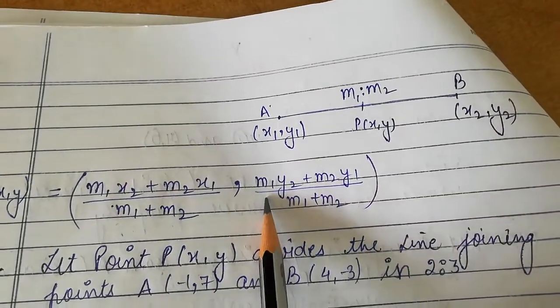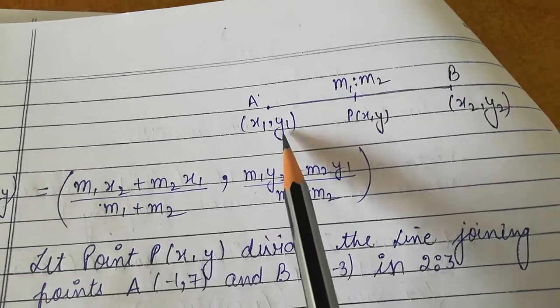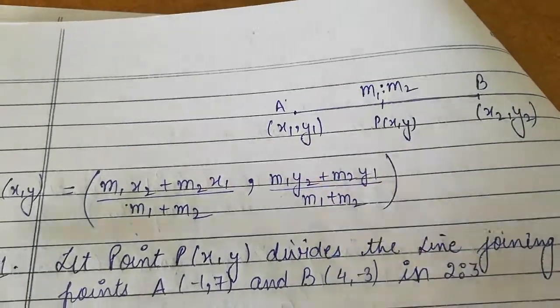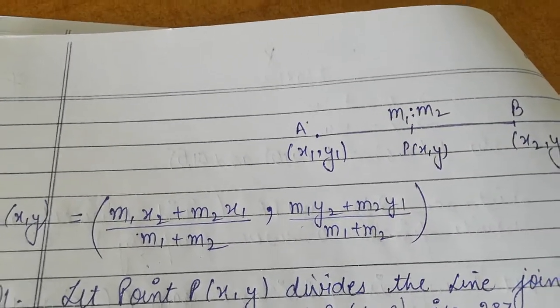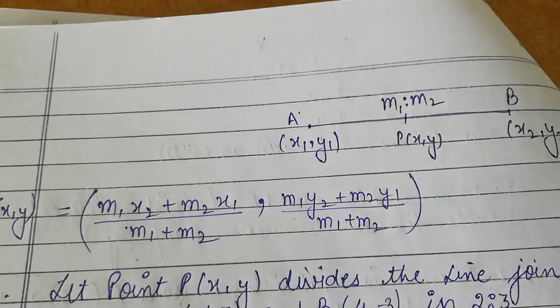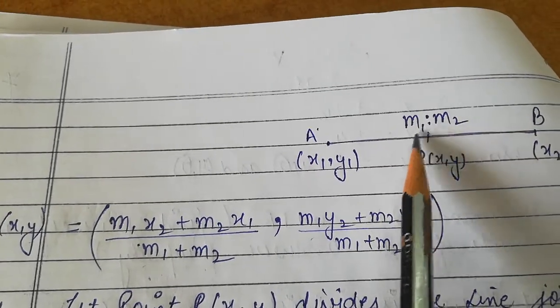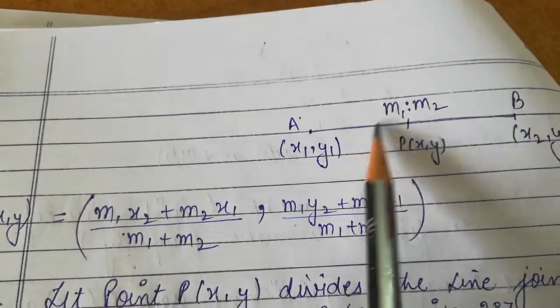Similarly, the y coordinate is given by M1 y2 plus M2 y1 divided by M1 plus M2. This is the section formula. We call it the section formula because section means division or dividing in parts. Here point P divides the line segment AB in two parts.